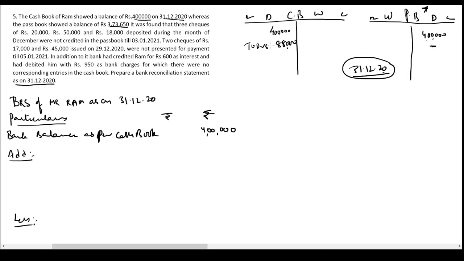The amount has not been collected. This was a favorable balance. Again a deposit is there, so the balance will increase. Relatively the balance is less. Now the question arises, what should I do to the cash book so that the balance will become equal to the passbook? Cash book balance has increased by 88,000. That is why the balance in both the books are not tallying. So to make the cash book balance equal to the passbook balance, I have to reduce cash book balance by 88,000.